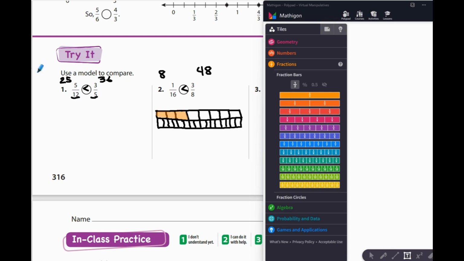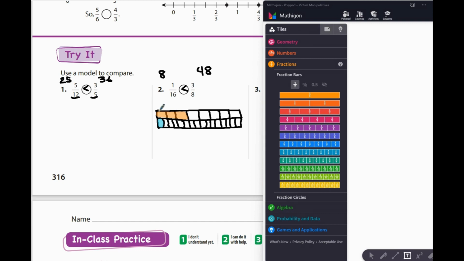I know you can tell just by looking at it already exactly what you thought. I'm going to shade in 1/16. There you go. Which fraction is greater? 3/8 is greater. You see? 3/8 is greater than 1/16.